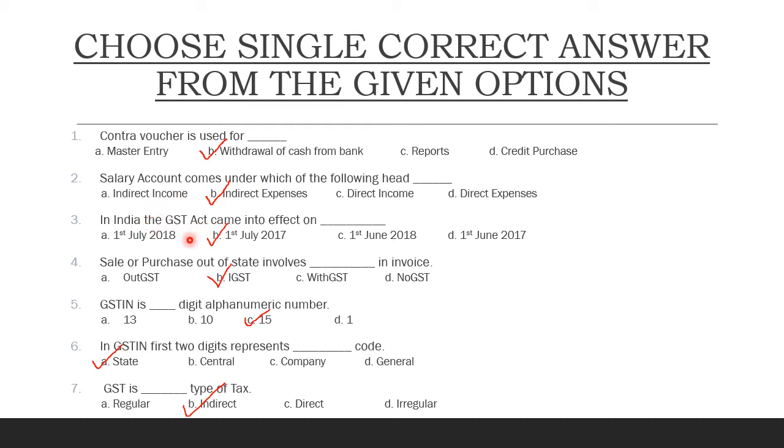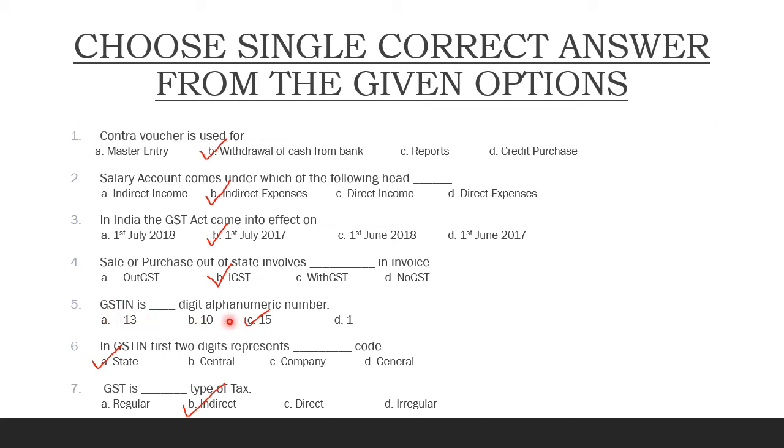Then when GST was started, students get confused, that's why they have written 2017, 2018 and June, July. If you're not remembering, then again you will get confused. So you should remember that it was started on 1st July 2017. Then sale or purchase out of the state: when it is within the state, the answer is CGST and SGST, but when it is out of the state, States के बाहर है तो हम लोग क्या लिखेंगे? IGST, that is Integrated Goods and Service Tax.